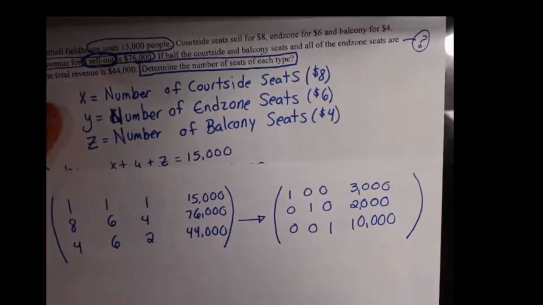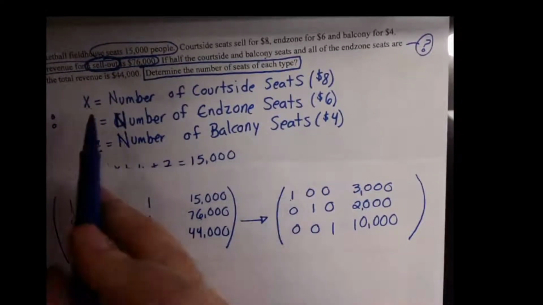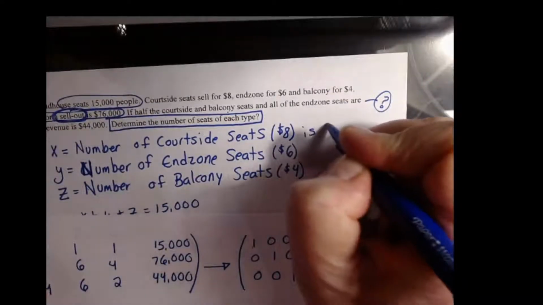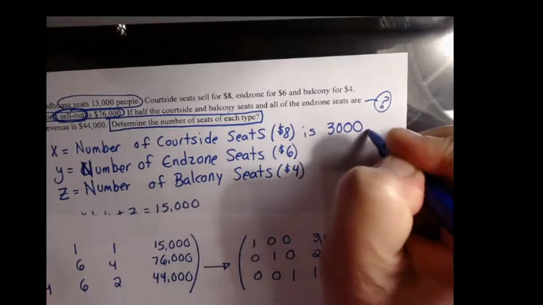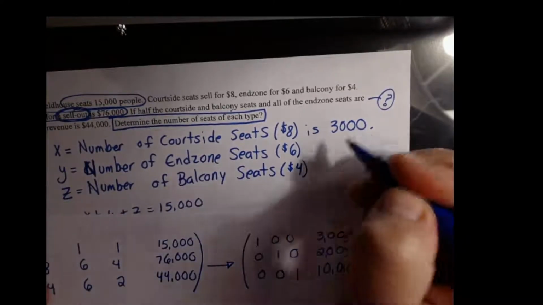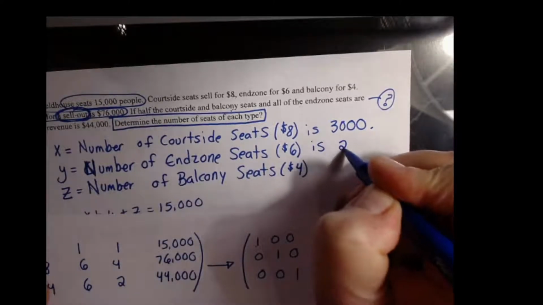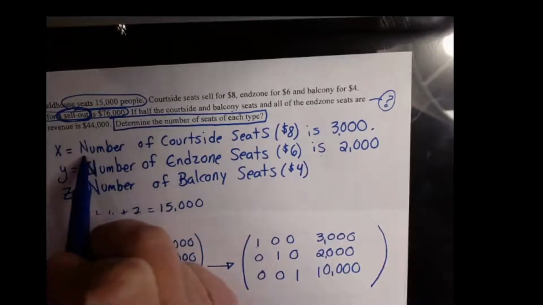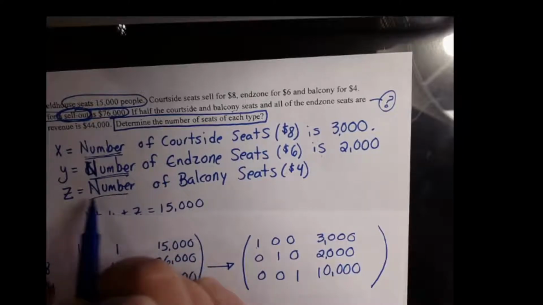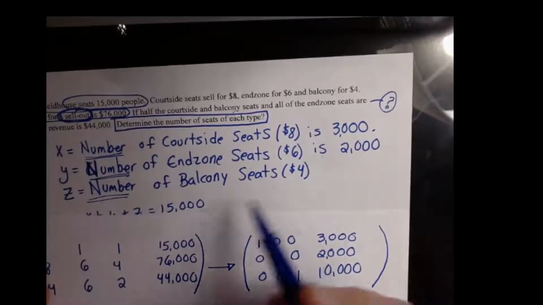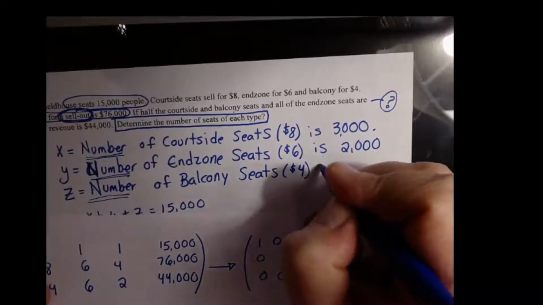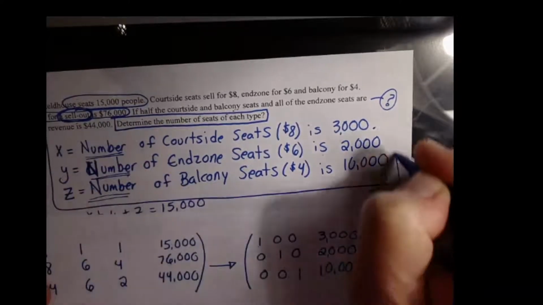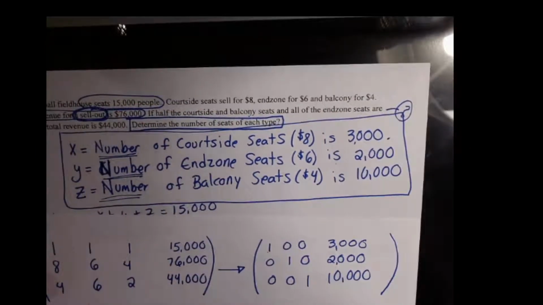Okay, so what does that mean? My X, or the number of courtside seats, is 3,000. The number of balcony seats is 2,000. And the reason it's an is and not an are, guys, is the number. Singular. One number. Number of balcony seats is 10,000. There's my verbal interpretation of my application.